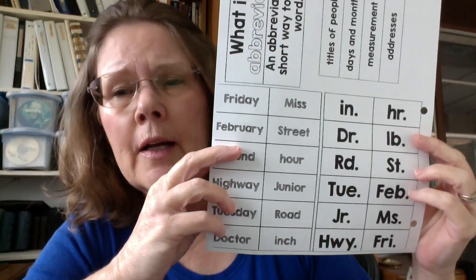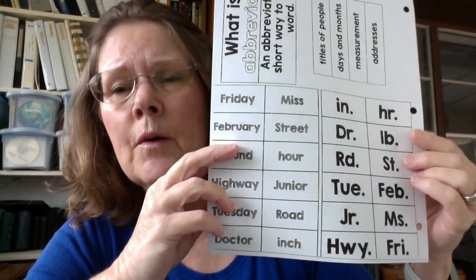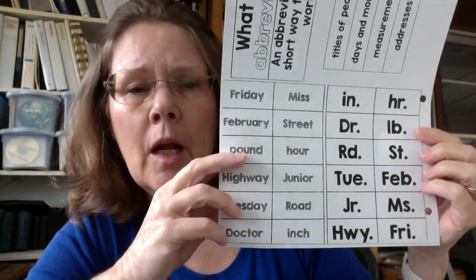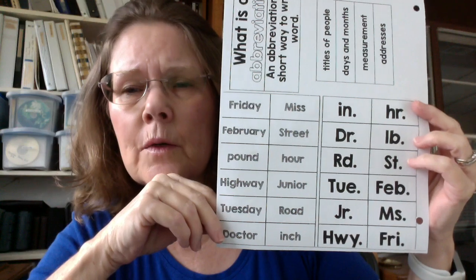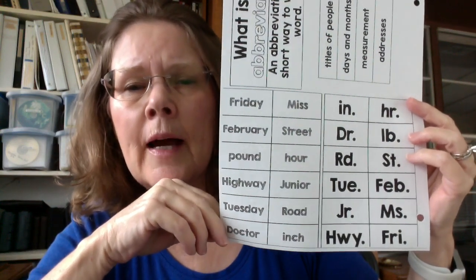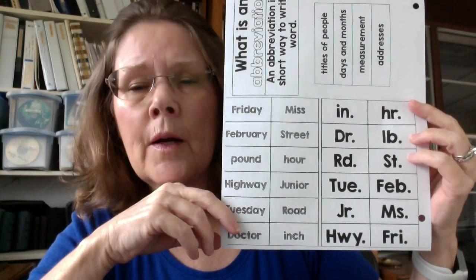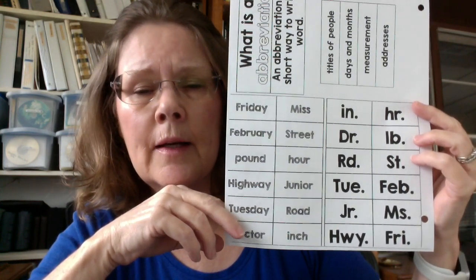Now the one really strange abbreviation on here is this one right here, LB period. That stands for pound, and it's kind of strange how that one, we just decided to use the Latin word instead of the English word to make the abbreviation for that, but that is the abbreviation for pound. So really take note of the capitals and the lowercase so that you can do that right.